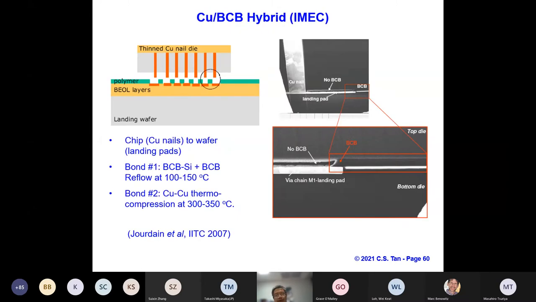This is one report from imec again in the late 2000s or so. Basically, this is a copper and BCB hybrid approach that imec presented. There are two steps involved here. The first step is BCB bonding: you try to make sure that the two silicons are bonded with BCB, and you follow with the second step, whereby you try to achieve copper-to-copper bonding. This is the data that they presented very early on. I'm sure things have much improved since then.